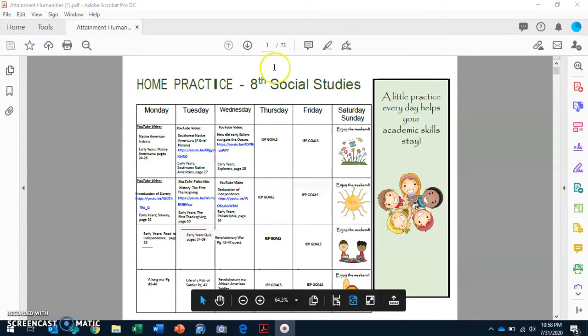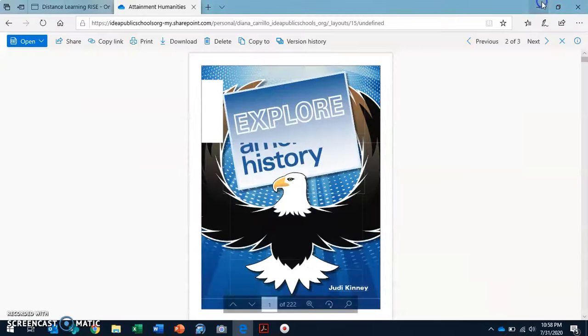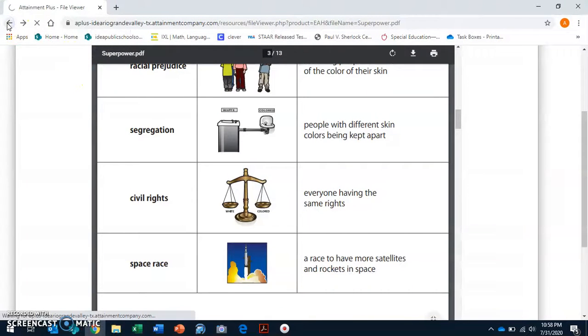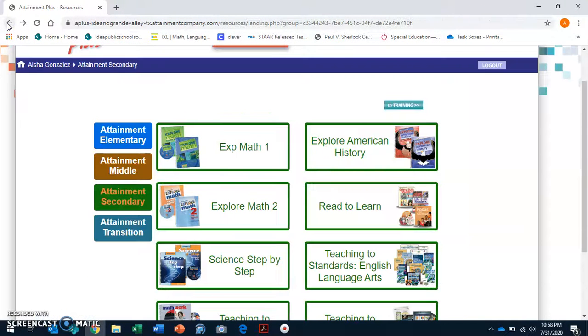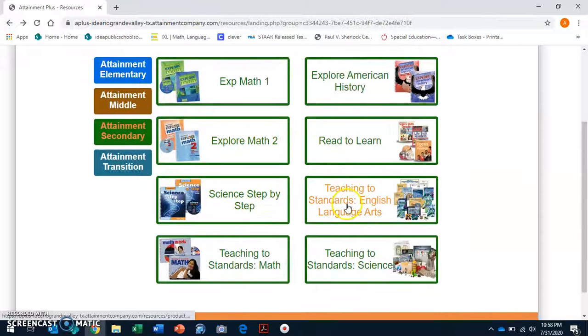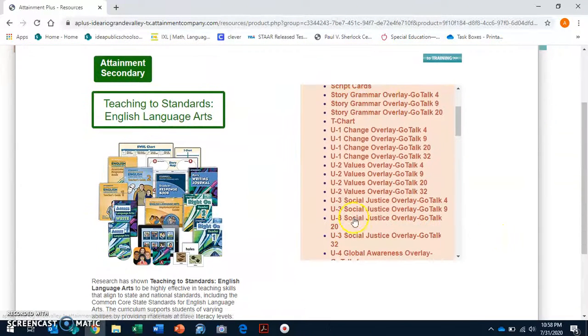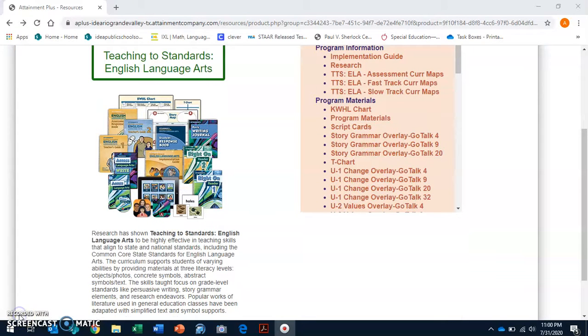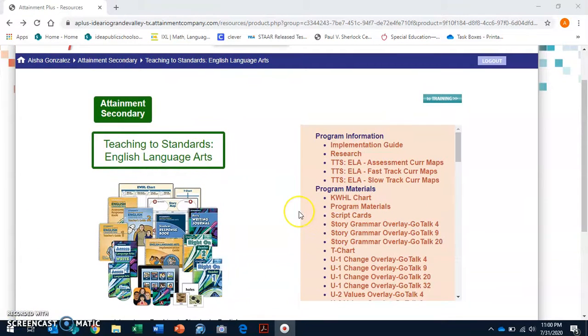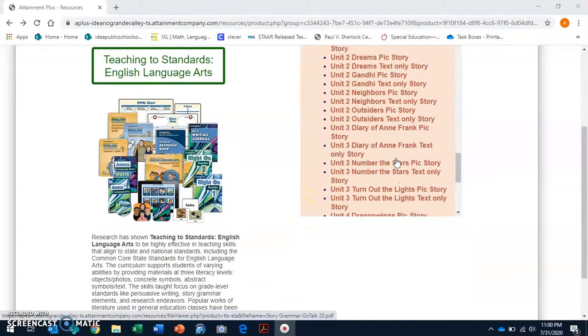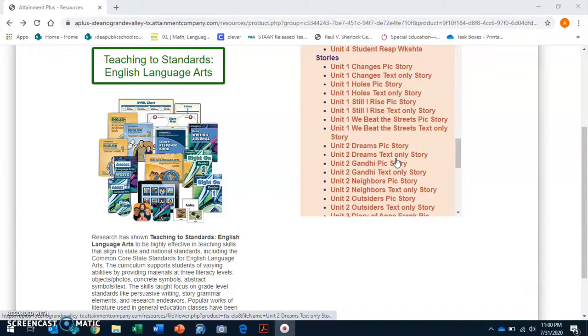history. Now reading, there is no attainment for reading, if I'm not mistaken. We usually, oh wait, there is. I just remember there is attainment for reading. However, they use this for the low. So if you ever do get the low, you would get your stories from here.